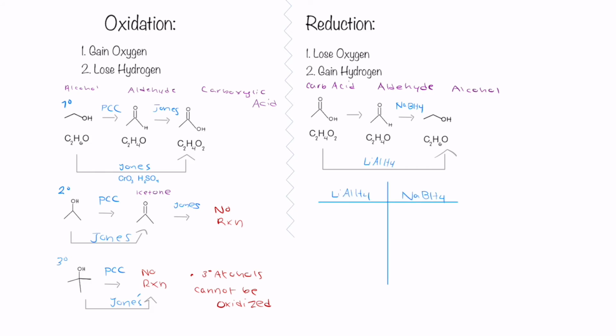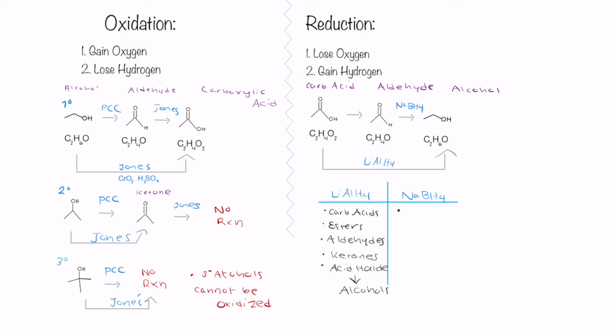So we said that LiAlH4 can reduce carboxylic acids, esters, aldehydes, ketones, and acid halides. So like acid chloride or acid bromide. It can reduce those all to alcohols.